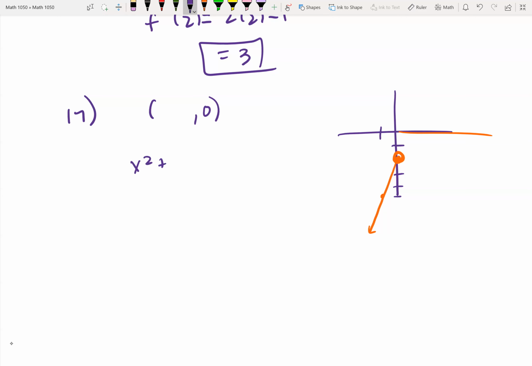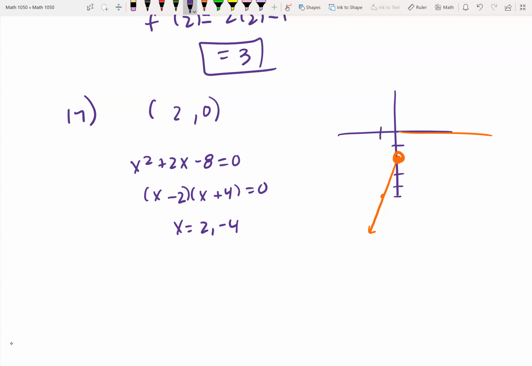So now I'm going to go x squared plus 2x minus 8 is equal to 0. And then I'm going to factor, so it goes x and x. The 8 goes to a 4 and a 2. Signs are different. Biggest is the positive. So that gives me x equals 2 and x equals negative 4.